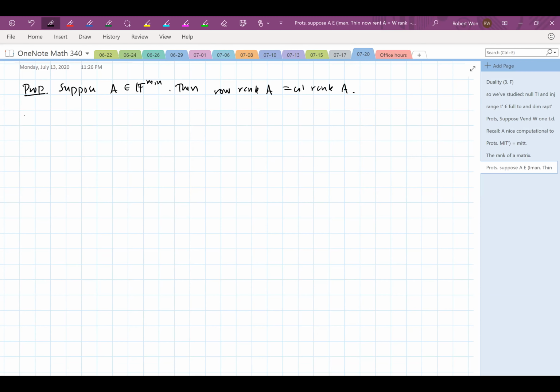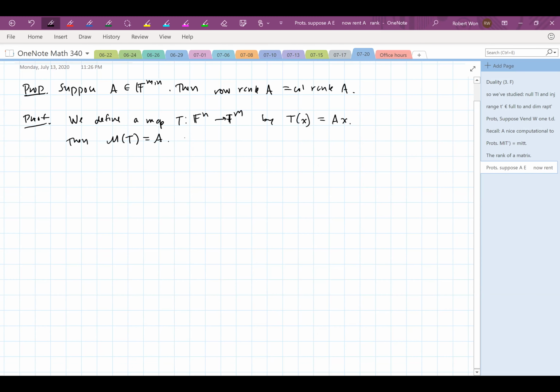Okay, but because we proved a bunch of stuff. So given a matrix A, we can define a map T from Fn to Fm by what T does to a vector X is it multiplies it by A. Okay, then M of T is just A. And by the result I just stated, we know that the column rank of A is equal to the dimension of the range of T.